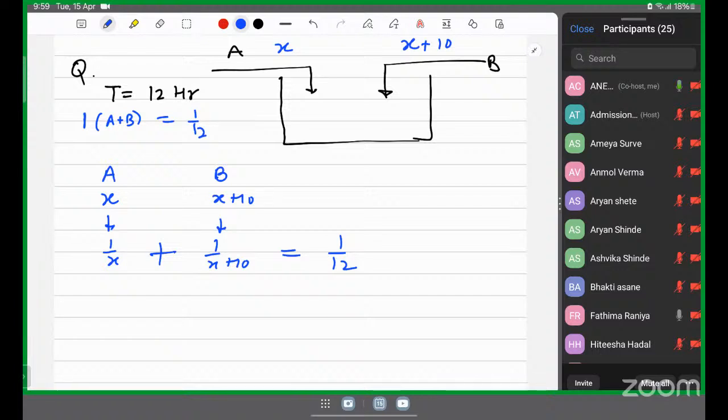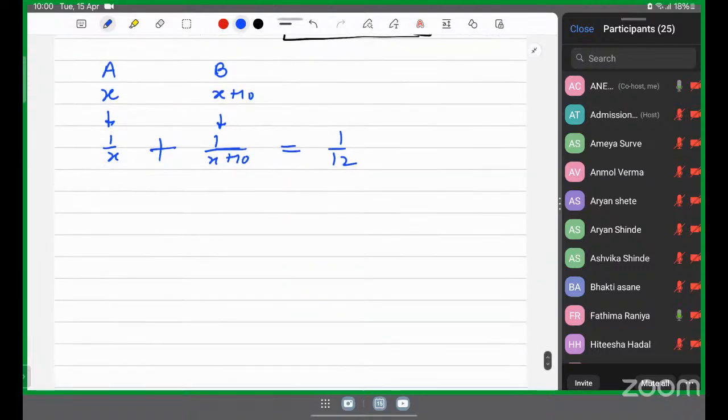Now the question is, A takes X, B takes X plus 10 unit time. So 1 hour work done for A will be 1 by X. 1 hour work done for B will be 1 by X plus 10. And if you add total work done by A and B in 1 hour, it will be 1 by 12. Understood? I was confused with how X can turn to 1 by X. That was the doubt.